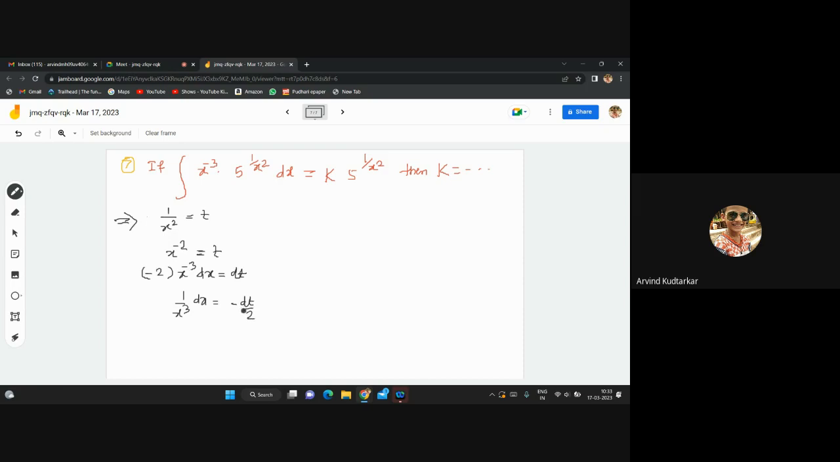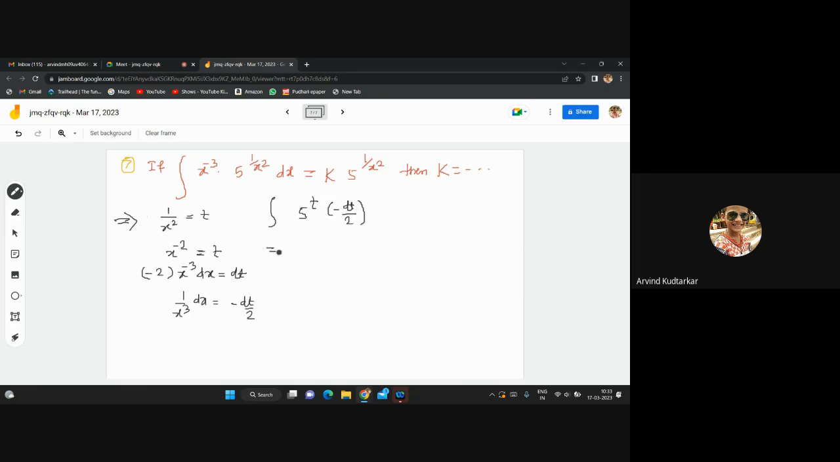Minus dt upon 2. Substitute this in this integral. So after substituting in the integral, it takes the form: 1 by x cube into dx is already there. It is minus dt by 2. So 5 raised to t is there. 1 by x square is t, so 5 raised to t into dx upon x raised to 3. So dx upon x raised to 3 is minus dt upon 2.